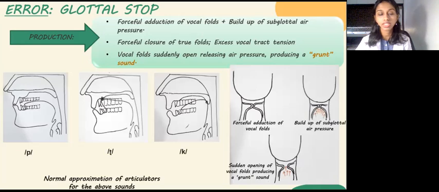A glottal stop is a plosive sound that is produced by the adduction of vocal folds followed by a buildup of air pressure in the subglottal region, which is followed by a sudden separation of the vocal folds to release the pressure. This results in a grunt type sound, which typically sounds like this. The production of glottal stops can be seen as an increased activity in the laryngeal area.